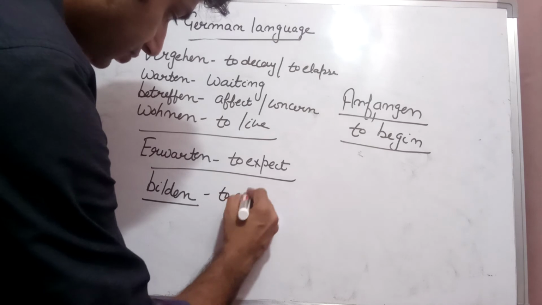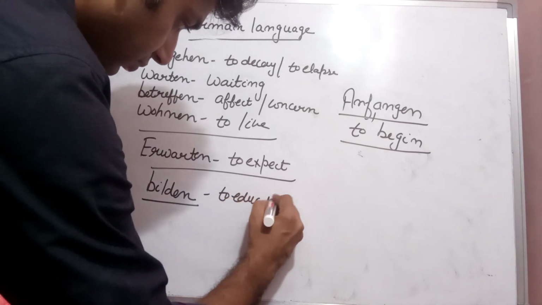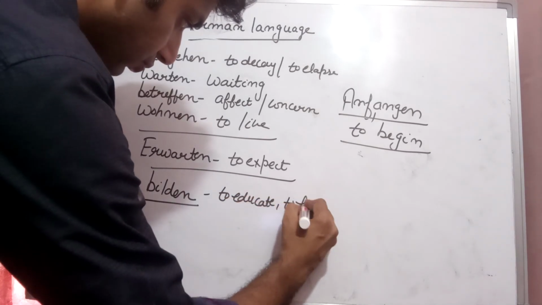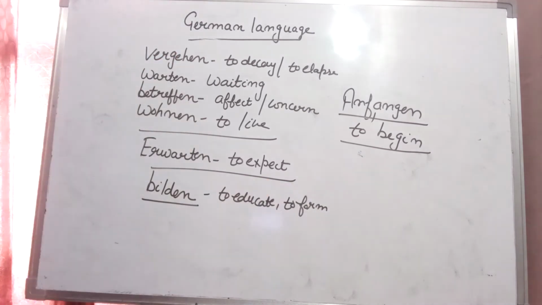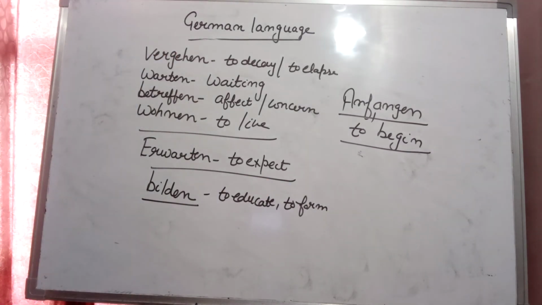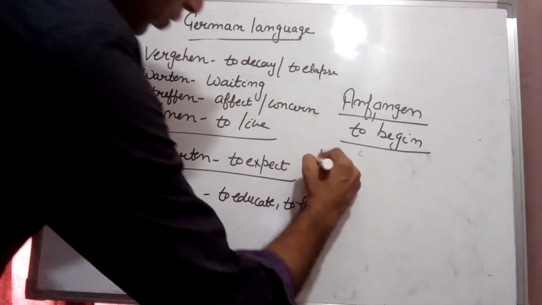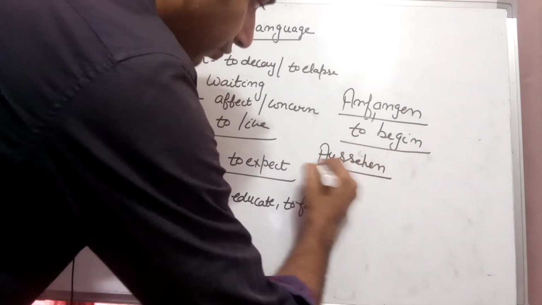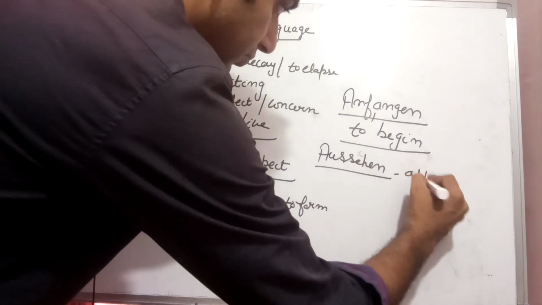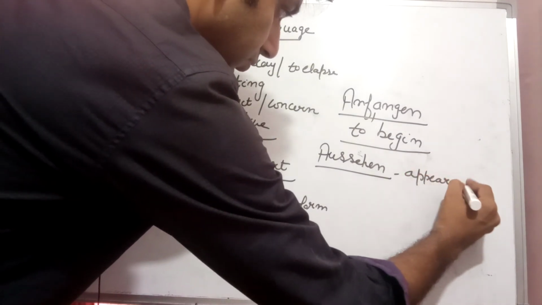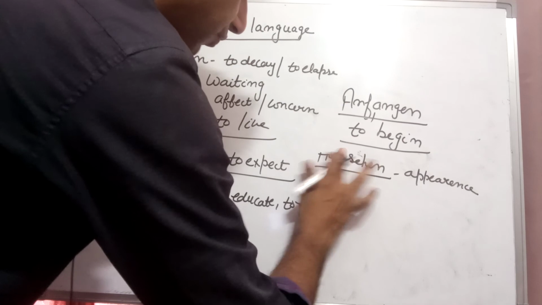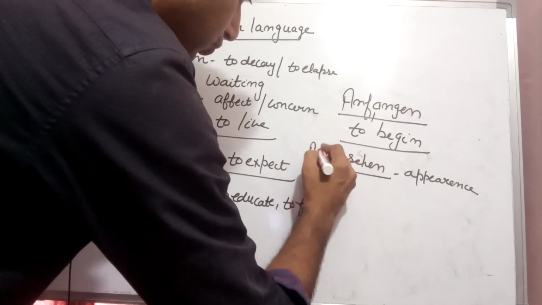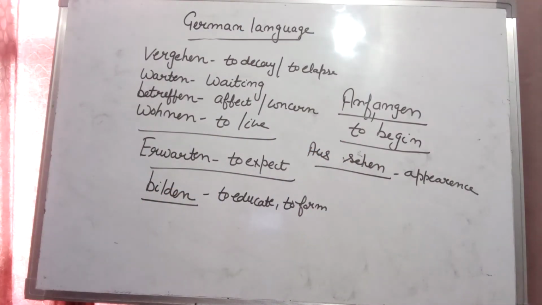The next word we have is aussehen. Very important verb. Aussehen is a verb meaning to appear, to look. Aussehen is a verb to appear, right?